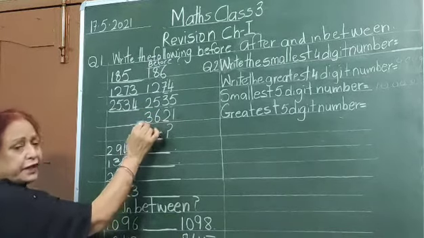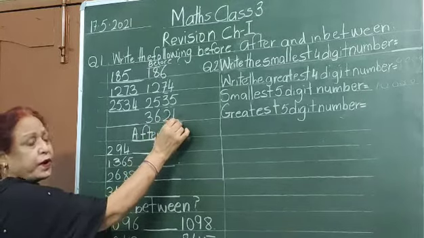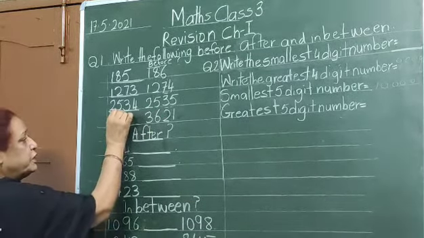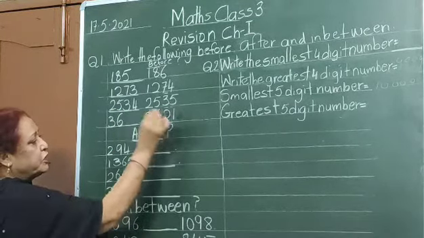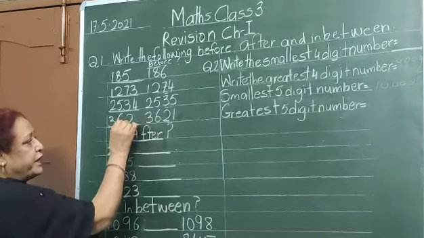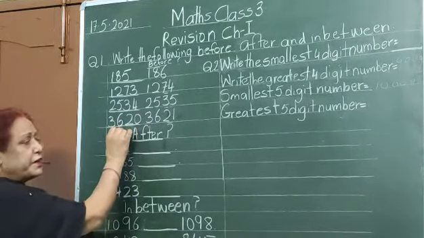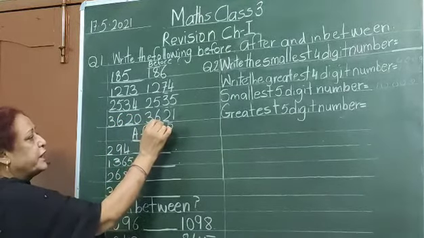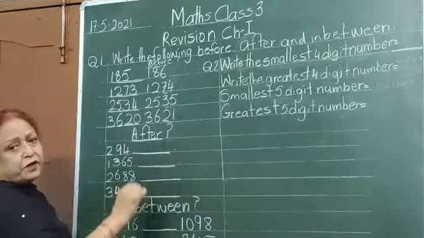Now, 3620. We look at these two digits, 20. 3620, 3621. Okay, now after.